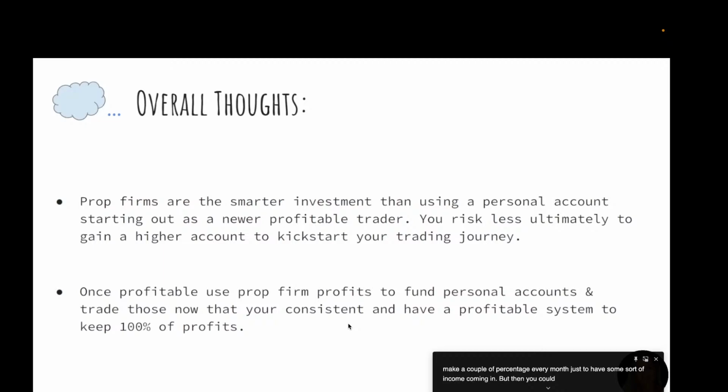And that is the goal, is use the prop firms to your advantage, get the money you would need as you're starting off, learn the rules, learn the discipline you need, keep low risk, take that money you make once you become profitable, start using it to fund your personal accounts. Trade your personal accounts then and keep the 100%, but make sure you're staying consistent like you would be with your prop firms.